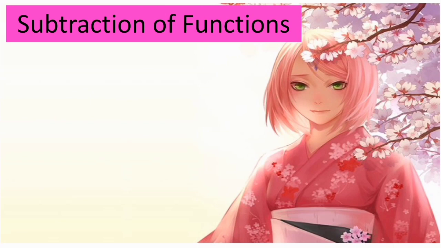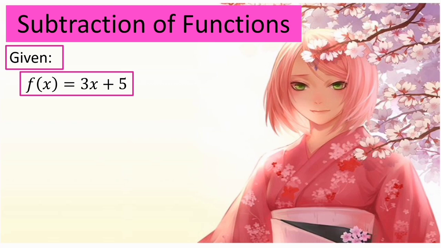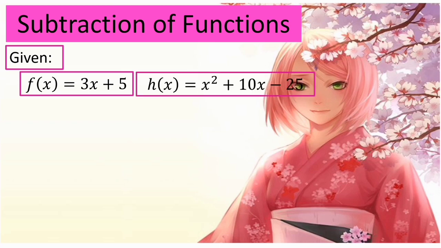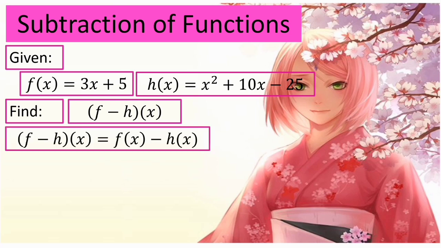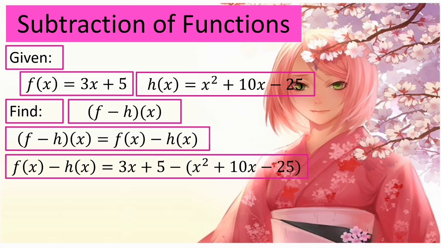Another example for subtraction of function. Given f of x is equal to 3x plus 5 and h of x is equal to x squared plus 10x minus 25. Let's find f minus h of x. So f minus h of x is equal to f of x minus h of x. Ganun lang yung gagawin natin, class. Isa-substitute lang natin yung function dun sa given nila na 3x plus 5 for f of x and x squared plus 10x minus 25 para sa h of x.